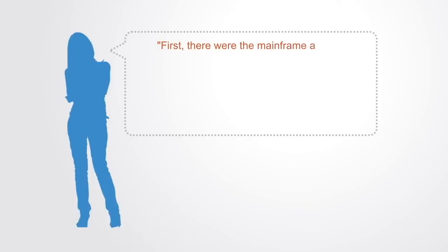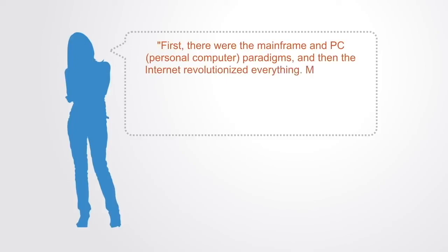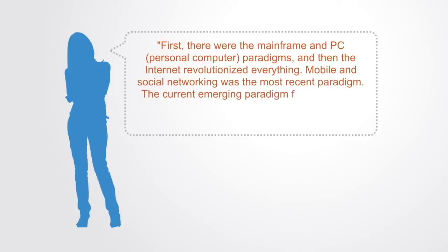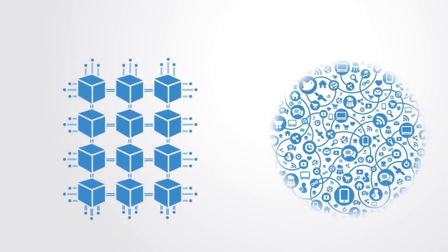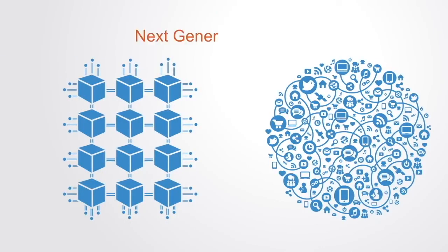As Melanie Swan writes in her book, first there was the mainframe PC, personal computer paradigms, and then the internet revolutionized everything. Mobile and social networking were the most recent paradigm. The current emerging paradigm for this decade could be the connected world of computing relying on blockchain cryptography. To understand this better, in the next section, we're going to talk about the blockchain in the context of the broader technological changes that are currently underway as we build the next generation of the internet, what we call the decentralized web or Web 3.0.